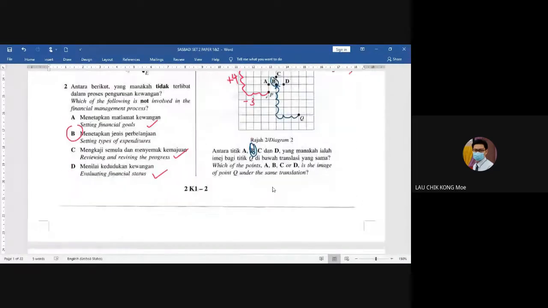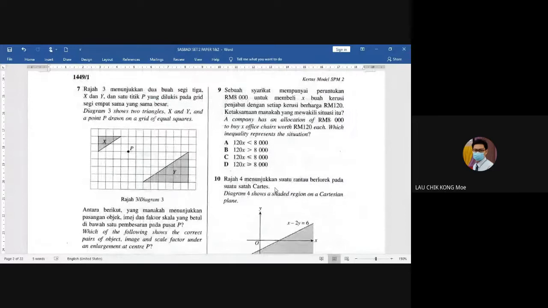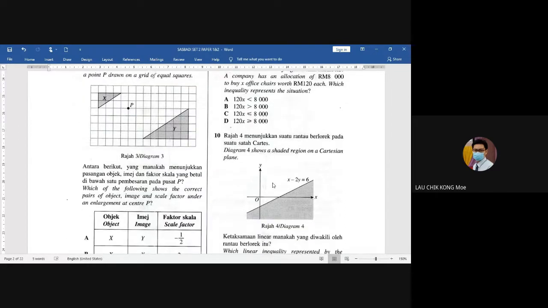Okay, we continue. Question number 7. Diagram shows 2 triangles X and Y and a point P drawn on a grid of equal squares. Which of the following shows a correct pair of object, image and scale factor under enlargement of P?